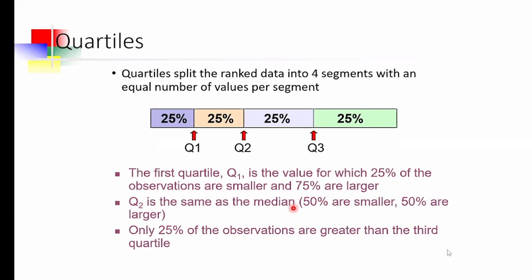25% of the data are below or equal to Q1, and 75% of the data are above or equal to Q1. Then Q2 is the median, and for Q3, 75% of the data are equal to or below Q3, and 25% of the data are equal to or above Q3, right?